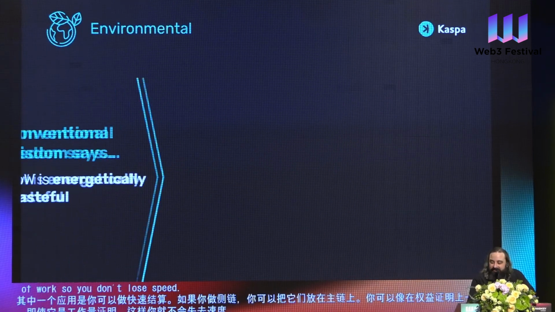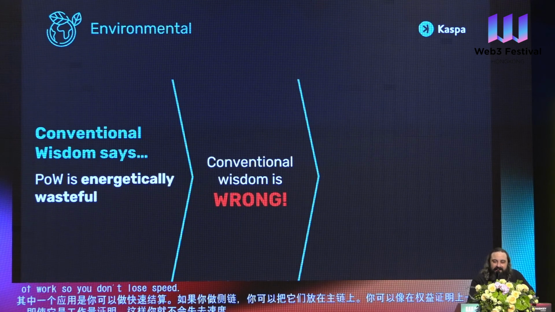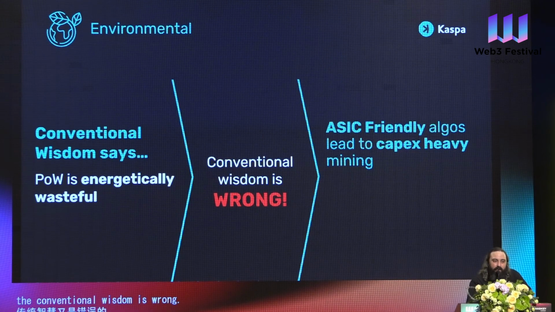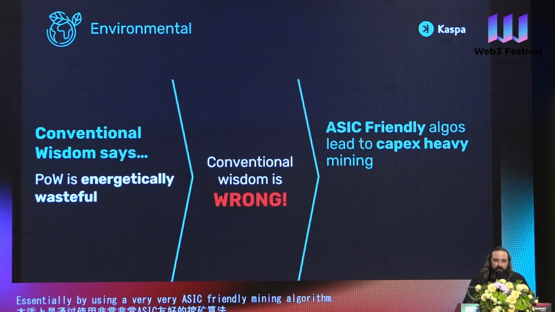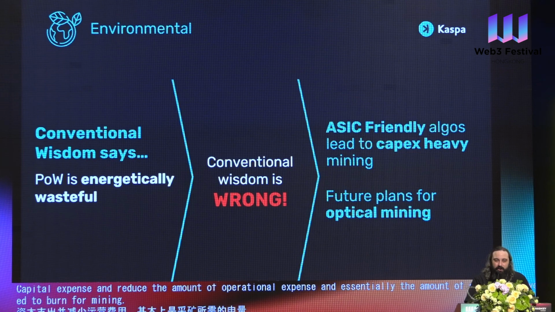The conventional wisdom says that proof of work is very, very energy intensive. And here again, the conventional wisdom is wrong. Because there are ways, essentially by using a very, very ASIC-friendly mining algorithm, we are able to make almost all of the expenditure capital expense and reduce the amount of operational expense and essentially the amount of electricity you need to burn for mining. And there are also future plans for using optical mining, which should make it even more CapEx heavy.